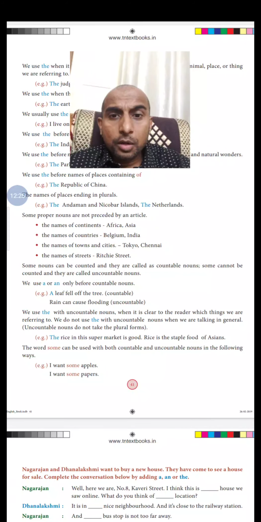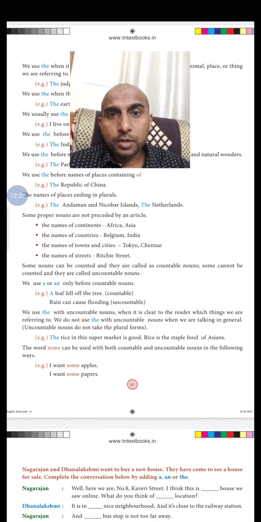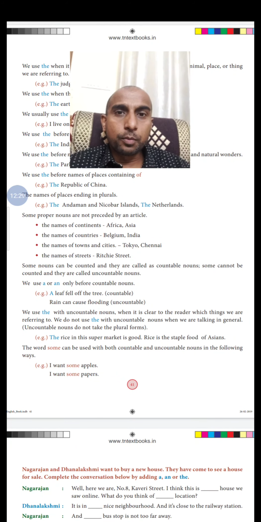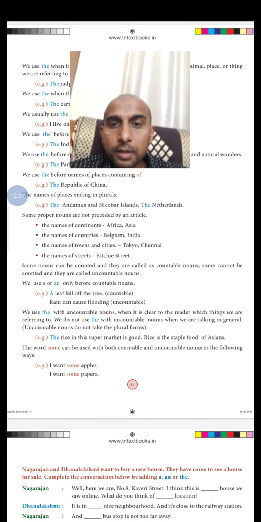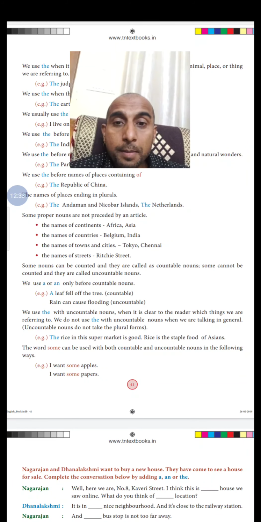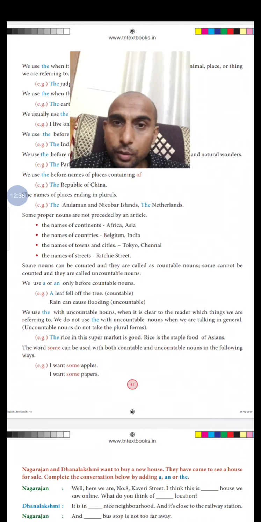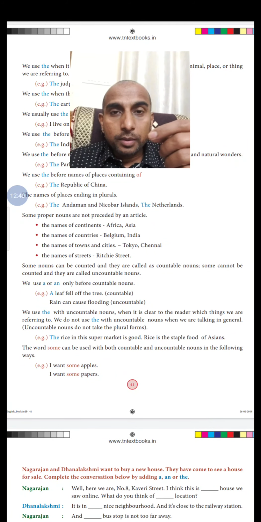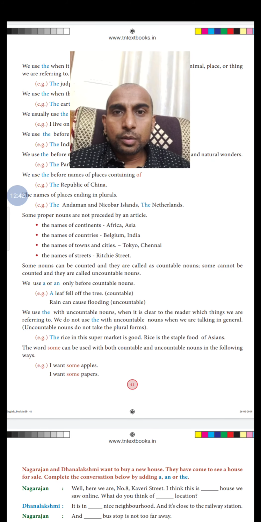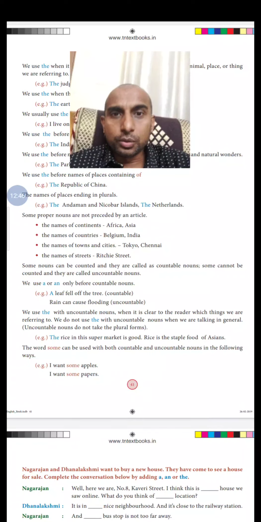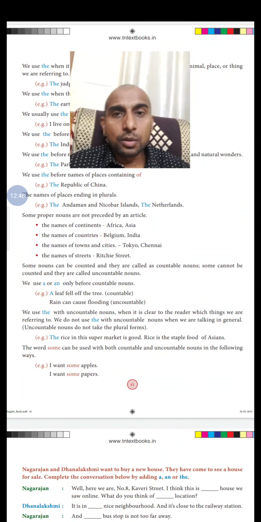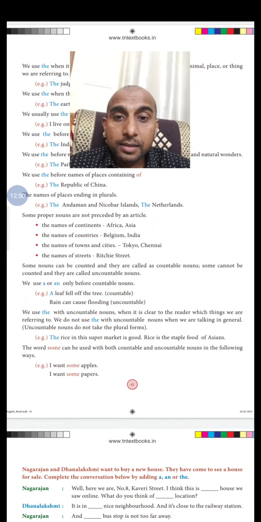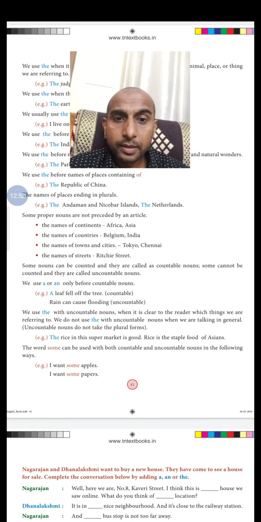Now, uncountable nouns do not take plural forms at all. For example, the rice in the supermarket is good. You use the. It is uncountable. Rice, you don't count one by one. That's not the way you count. Usually, you don't count rice. So there, rice is something the person knows. He won't ask what is rice. He knows what is rice. So there you say the rice in the supermarket is good.